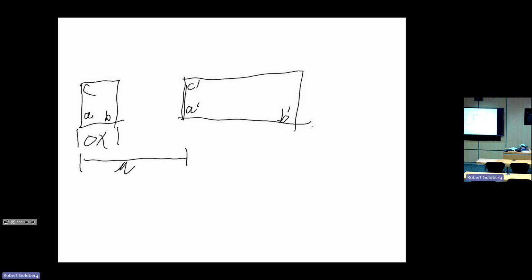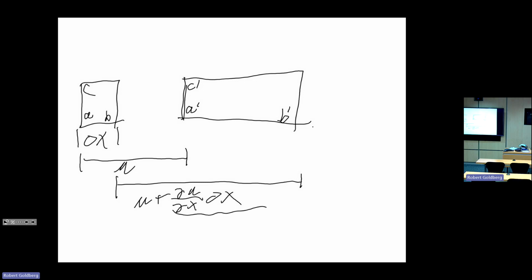And then the distance from the far end, from point B to point B prime, is equal to u plus the variation of u with x multiplied by dx. So to get from B to B prime, we move the amount u, but then we add in this extra term, which reflects the change in our deformation with respect to the x coordinates.